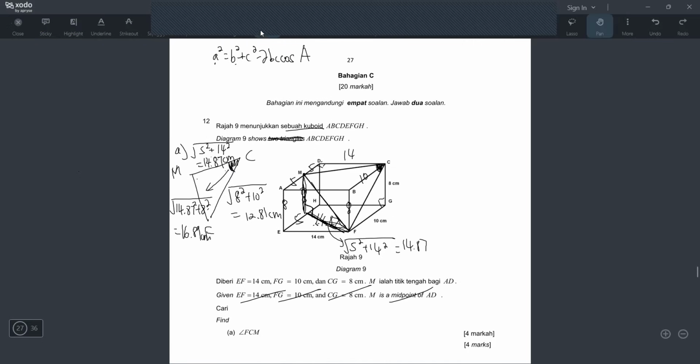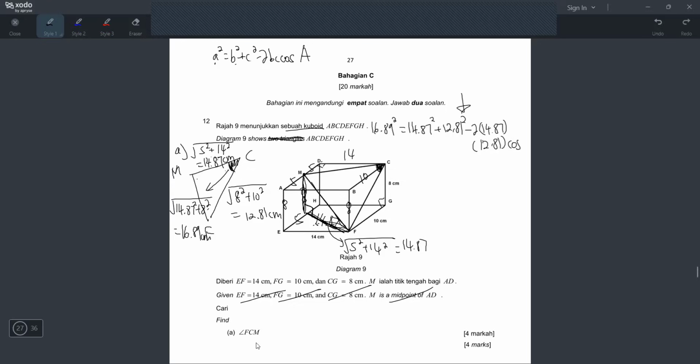So when you put into the formula, I continue here because there is not enough space. The A will be 16.89 square, right? And then equals B square plus C square, which is the remaining two sides. It doesn't matter which one is B and C, if you swap them it's okay. The important thing is A, you must not get it wrong. So this one will be 14.87 square plus 12.81 square minus 2 times 14.87 times 12.81 times cos angle, which is the FCM angle. So this one I will call FC.